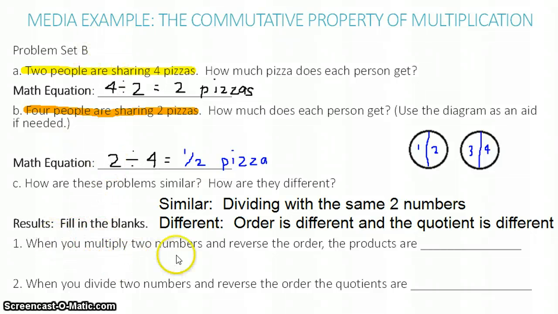When you multiply two numbers and reverse the order, the products are equal. So multiplication has the commutative property. When you divide two numbers and reverse the order, the quotients are, and we're going to put not equal.